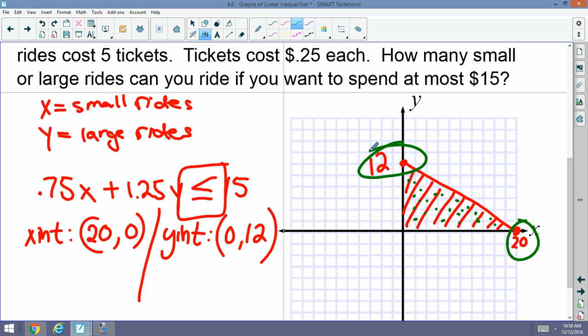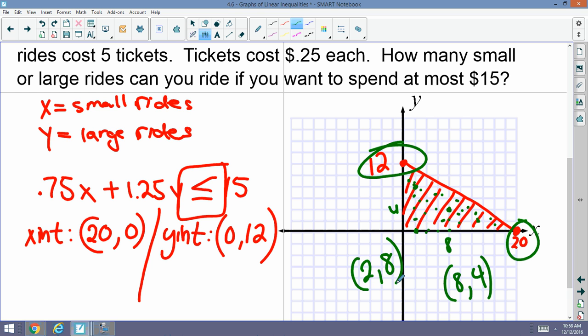Yes, sir. But doesn't the question say how many small or large? It doesn't say a combination of the two. It just says small or large. How many small or large rides can I ride? You have to do them separately, small and large. For example, right here, this is 2, 4, 6, 8, so this is 8 and 2, 4. In this one, I could have written 8 small and 4 large, or I could have done 2 small or 8 large.